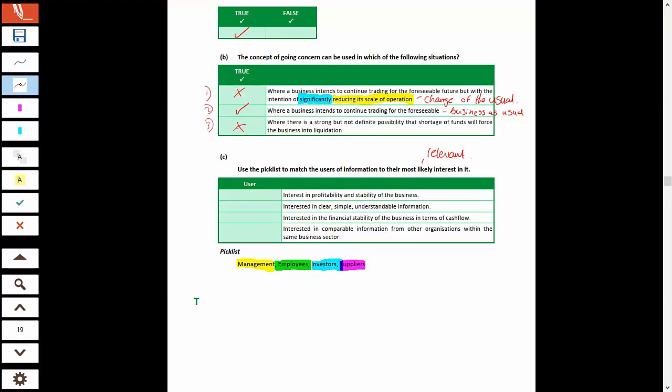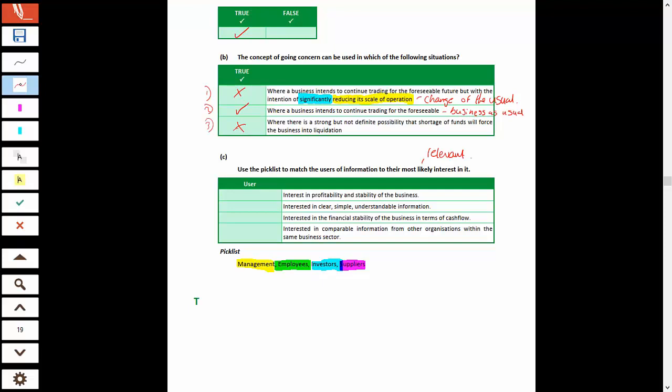So let's run through these, and what we're going to ask ourselves is, who is the most likely? Who is going to want this most? Who's going to find this information the most relevant to them? So we've got number 1, interest in profitability and stability of the business. And straight off the bat, this is the sort of question where you can go, well, management and investors. Surely management want to know about the profitability and the stability of the business. Of course they do. But who needs it more?